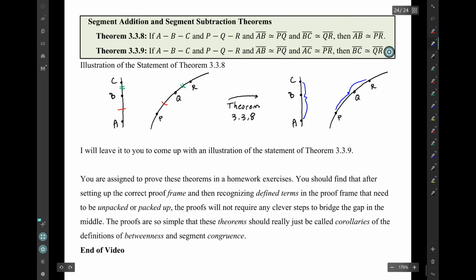Now you're assigned to prove these theorems in a homework exercise. You should find that after setting up the correct proof frame and recognizing defined terms in the proof frame that need to be unpacked or packed up, the proofs won't require any clever steps to bridge the gap in the middle. The proofs are so simple that these theorems really should just be called corollaries of the definitions of betweenness and segment congruence. So again, you should be able to set up these proofs and do the details, but you should find that they're actually very short proofs.